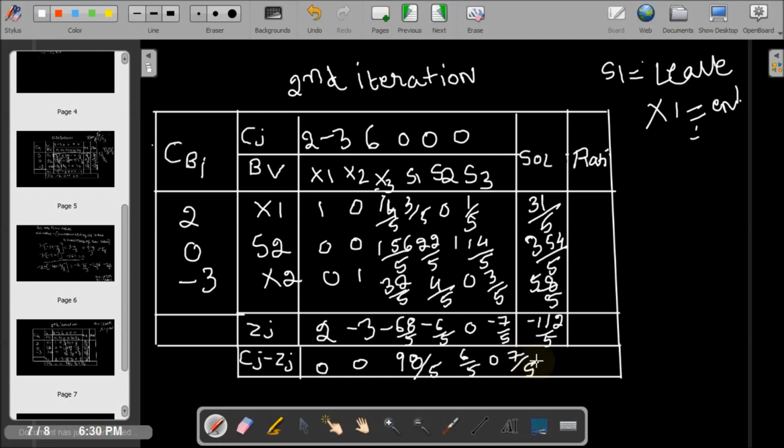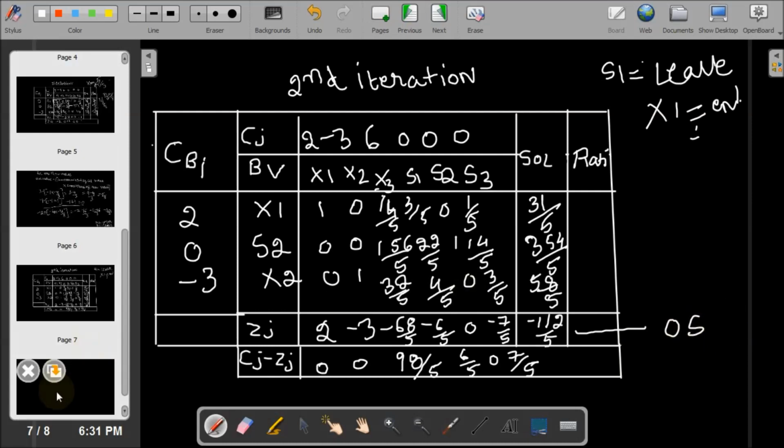Now you can see here all the values are either 0 or greater than 0. You can see 0, 0, 98 by 5, 6 by 5, 0, 7 by 5. All the values are equal to 0 or greater than 0. So this is the condition for a minimization problem. So now I reached the optimal solution here. To what point did I reach the optimal solution? That is minus 112 by 5. Here this is my optimal solution. Minus 112 by 5 is my optimal solution.